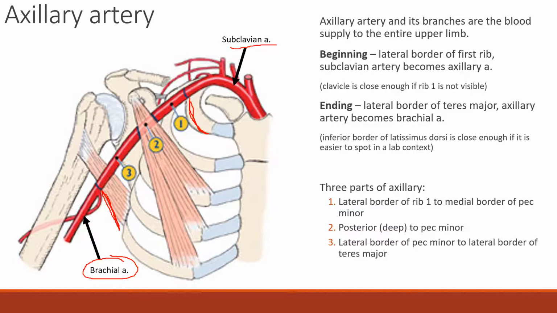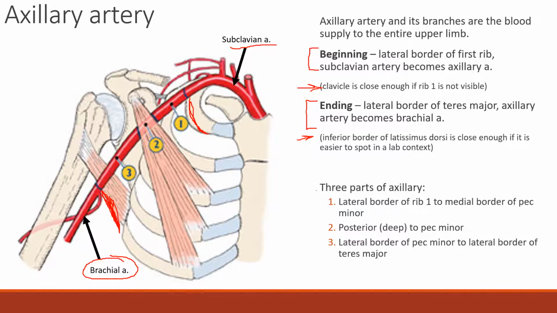The other note here is that if you can't find the teres major muscle, if you can find the edge of latissimus dorsi, that's close enough. So the official beginning and end of the axillary artery are mentioned, but I've also included little notes here of things that are maybe easier to spot and pretty close to accurate, so you can use those if they're easier to see.